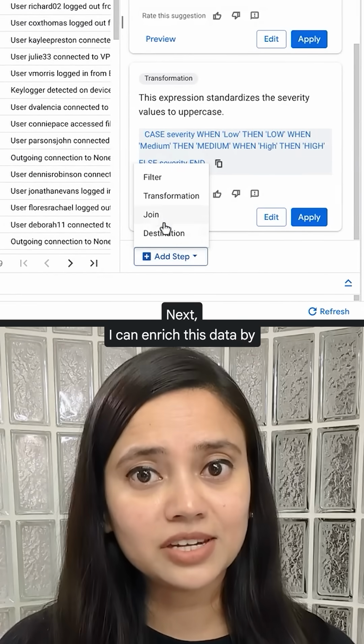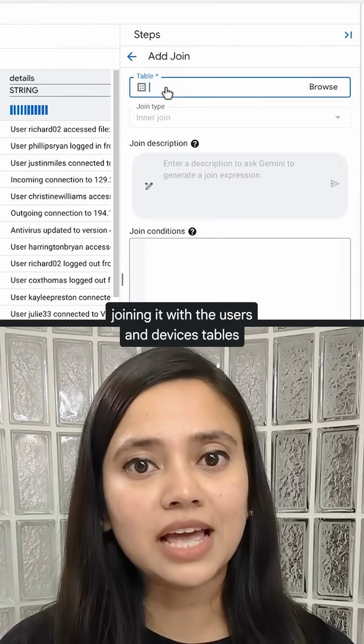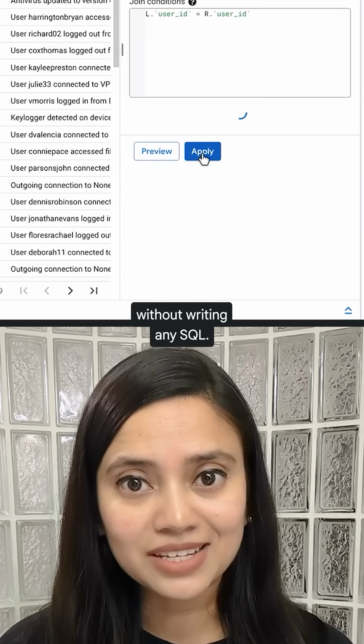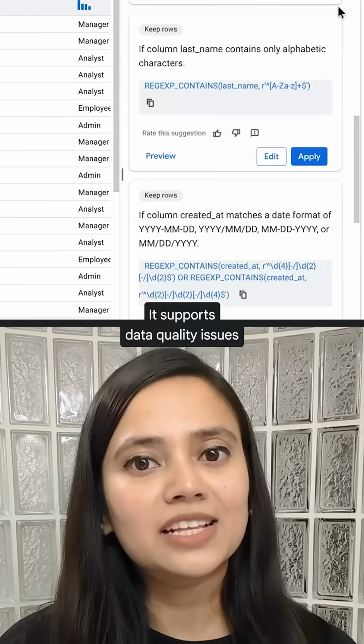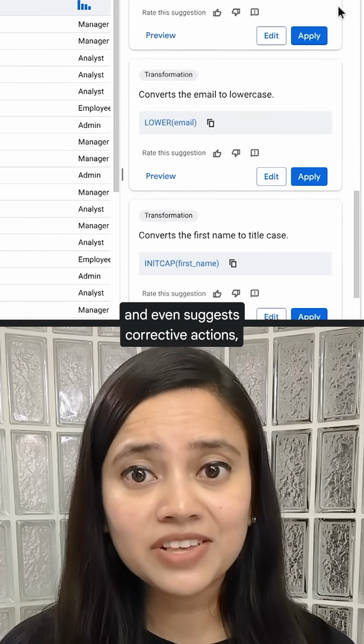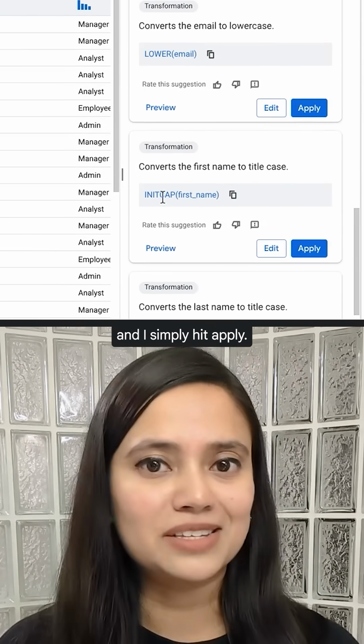Next, I can enrich this data by joining it with the users and devices tables without writing any SQL. Gemini auto-establishes the relationship between the tables. It spots data quality issues and even suggests corrective actions, and I simply hit apply.